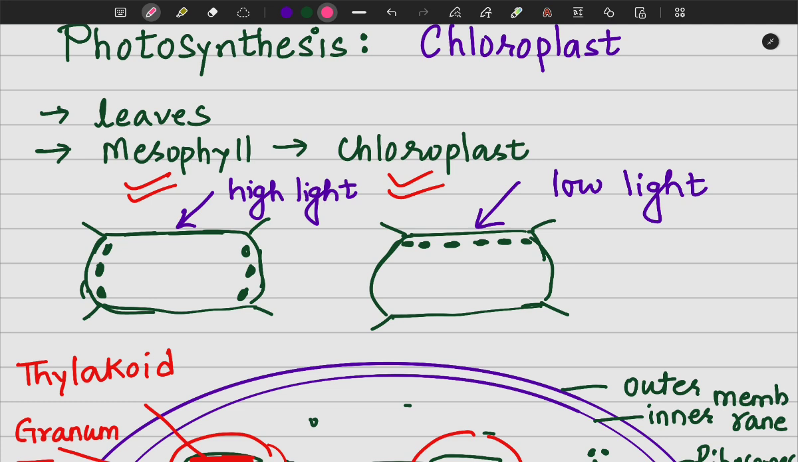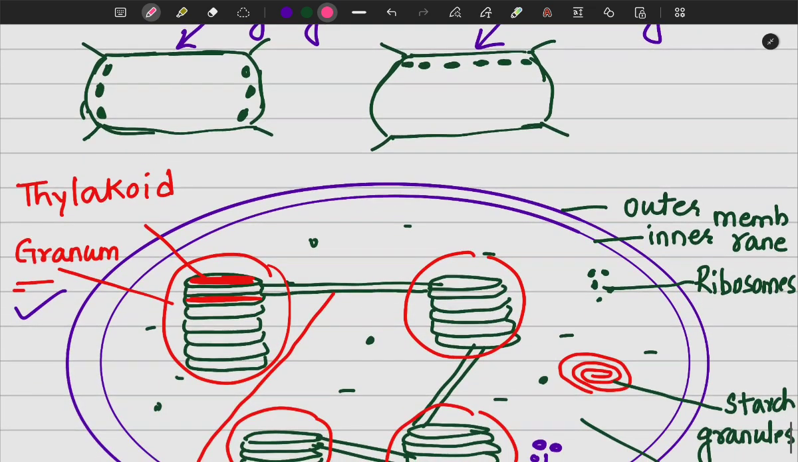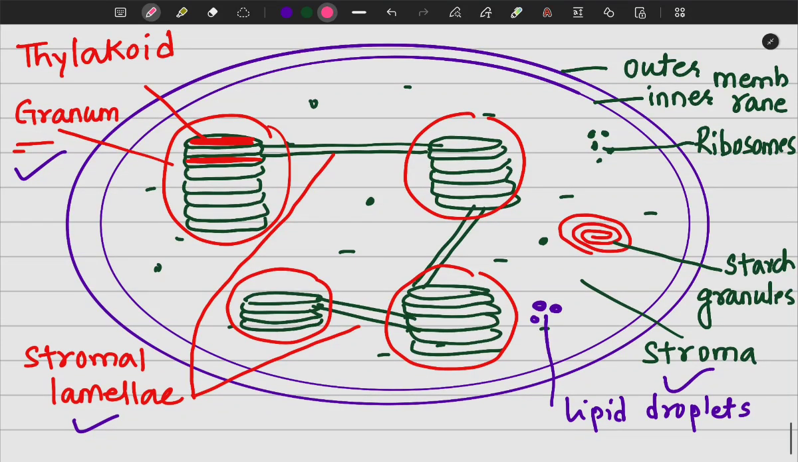Now these chloroplasts can arrange themselves according to the intensity of the incident light in order to have maximum absorbance of light. Now if we look at the structure of the chloroplast, then the chloroplast has a special membranous system inside it consisting of grana, stromal lamellae, and stroma. Alright, and these structures are mainly responsible for carrying out photosynthesis or fixation of carbon.